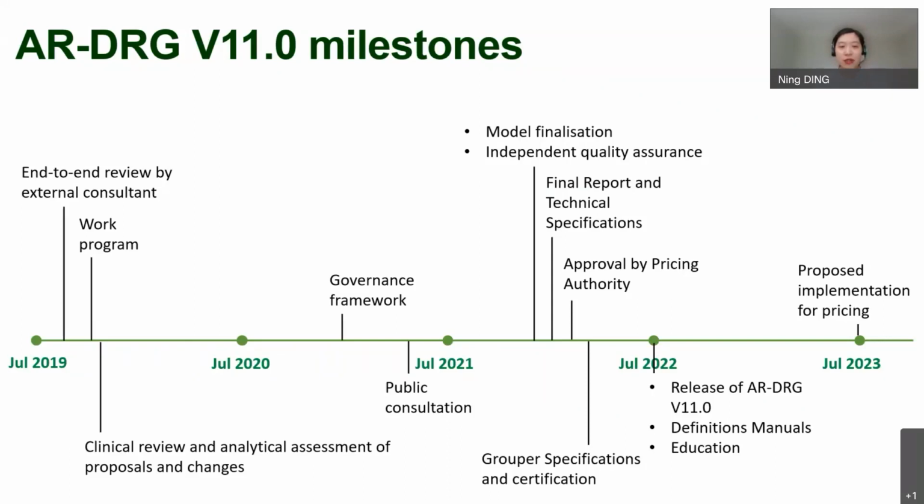In April 2022, IHPA released the version 11 grouper specifications and started the certification of version 11 groupers. AR-DRG version 11 is expected to be released in July 2022. The version 11 definitions manuals and the education materials of this new version are also expected to be available around the same time. And lastly, AR-DRG version 11 is proposed for implementation for pricing in July 2023.